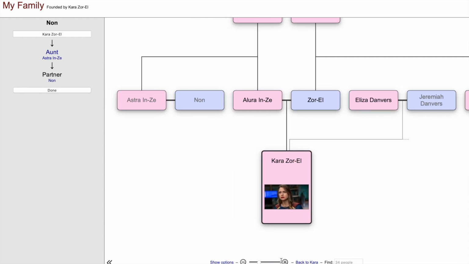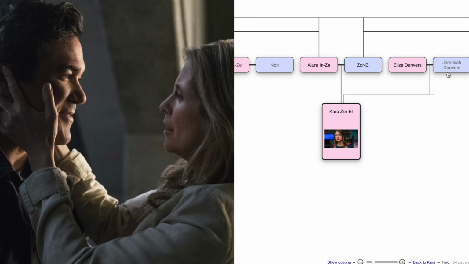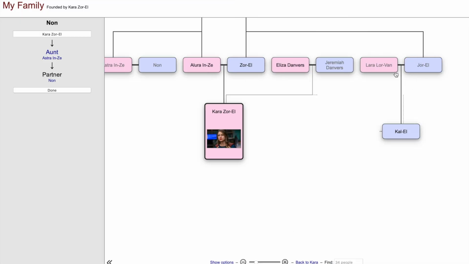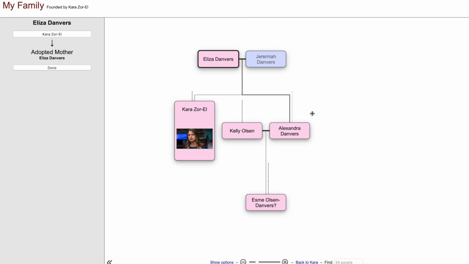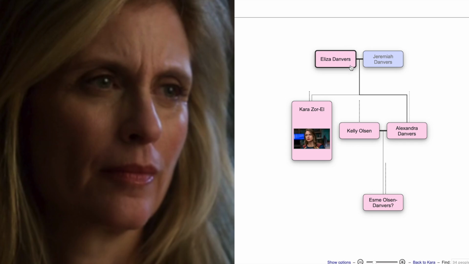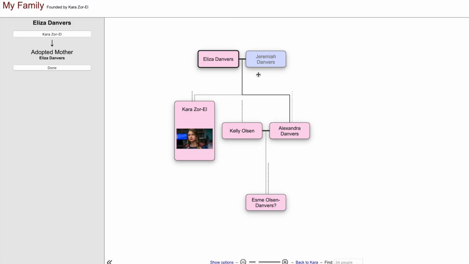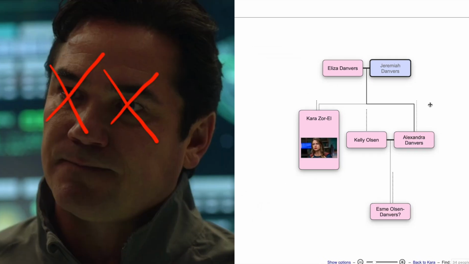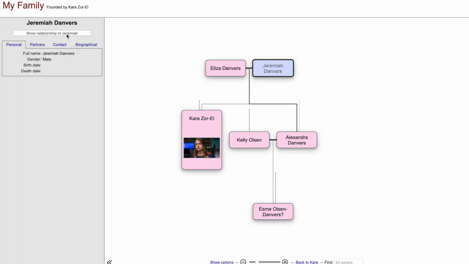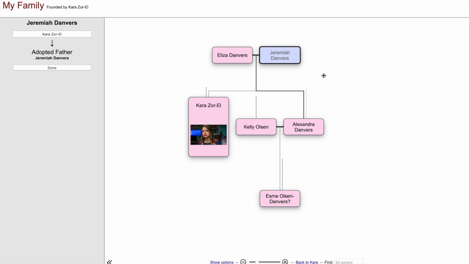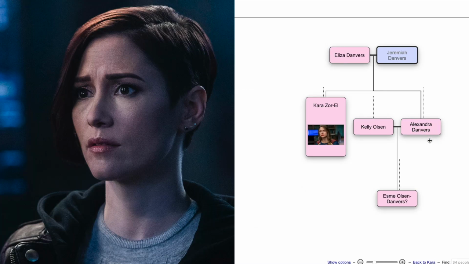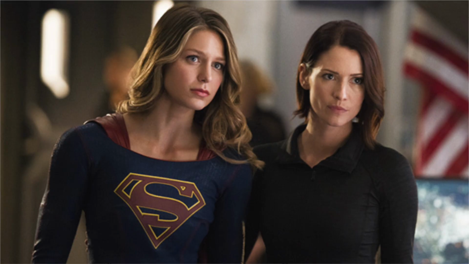So let's move on to Eliza and Jeremiah. Remember that pale gray line from before? That is the secondary parent line. Eliza is Kara's adopted mother. And Eliza is married to Jeremiah Danvers, who is dead. Jeremiah is Kara's adopted father. See how that works? They have a biological daughter named Alex right here, and that technically makes Kara and Alex sisters.